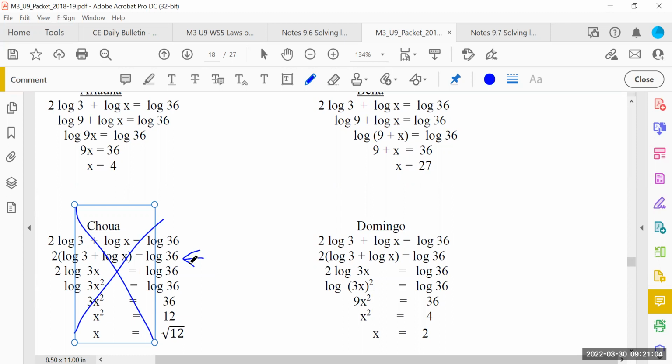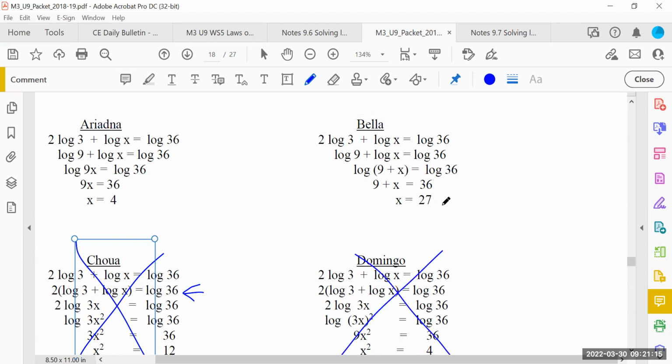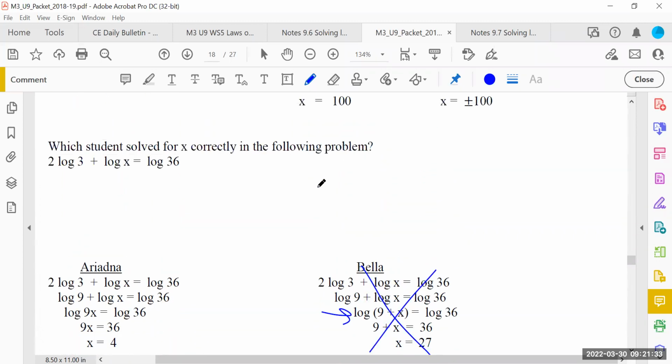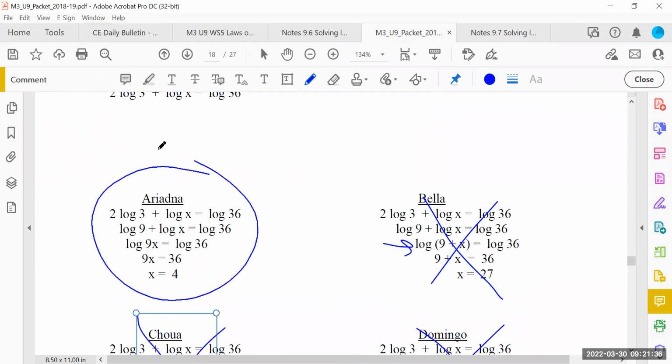Any other mistakes? Does Domingo make the same mistake? No. Sorry, I didn't give you enough time. Domingo also made the same mistake. How about Ariadna and Bella? Step 3: log of 9 plus log of x should be log of 9 times x, not 9 plus x. Is everybody good with that? So again, their mistakes right there. Which student solved correctly? Ariadna. Are we okay there? So I just did one of your problems. You hopefully only have like 6 or 8 left on those.